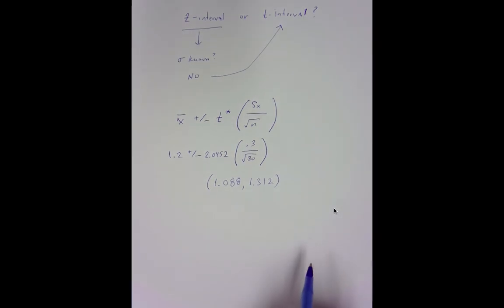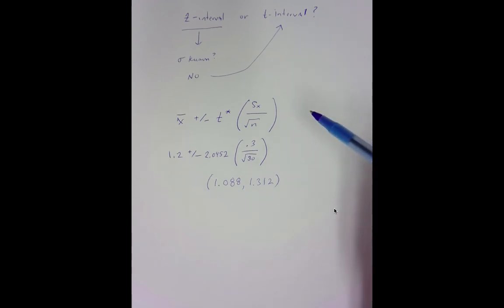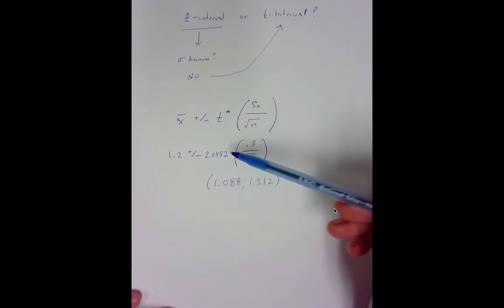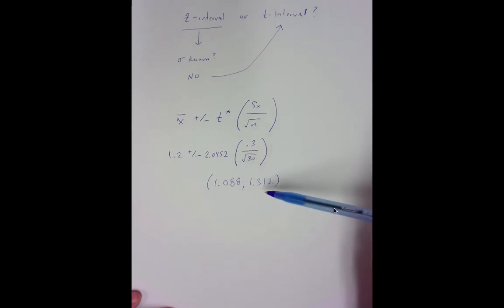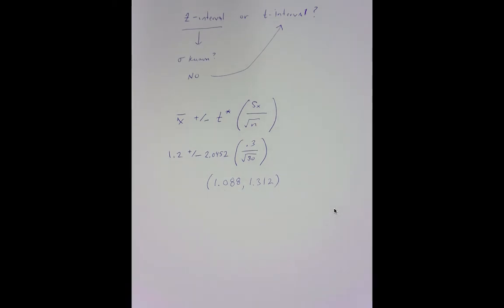So there's a 0.95 probability, based on all this fictitious stuff I just presented to you, that the mean wait time from 6 a.m. to 8 a.m. at Tim Hortons is between 1.088 and 1.312 minutes. Now, how would we do this in StatCrunch?